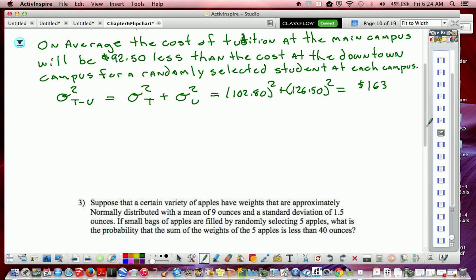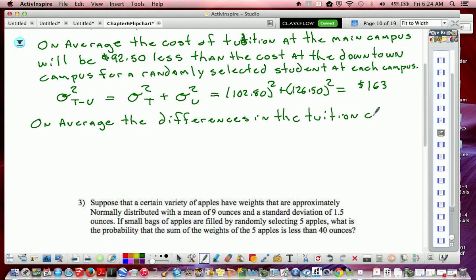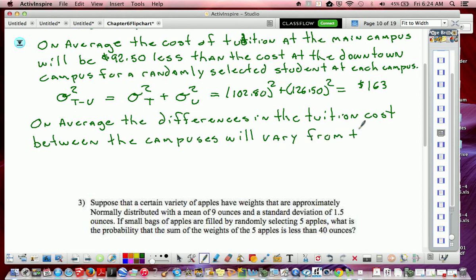So what we can say here is, on average, the differences in the tuition cost between the two campuses will vary from the mean by $163.